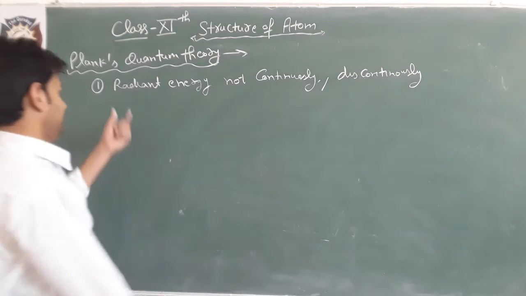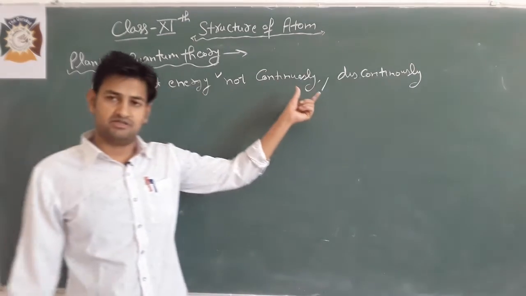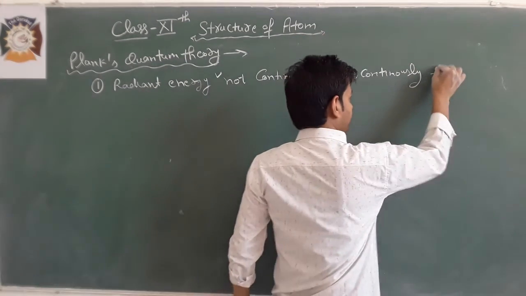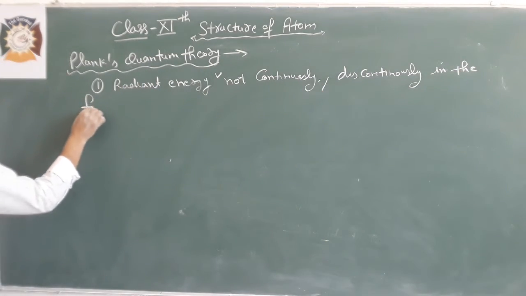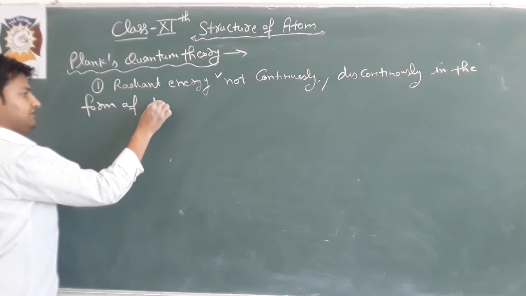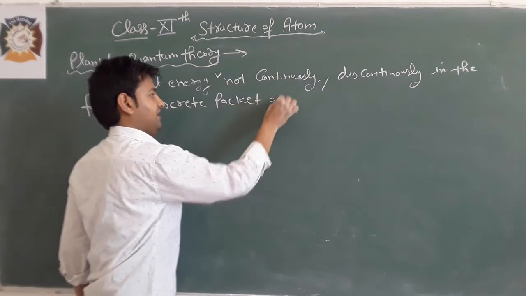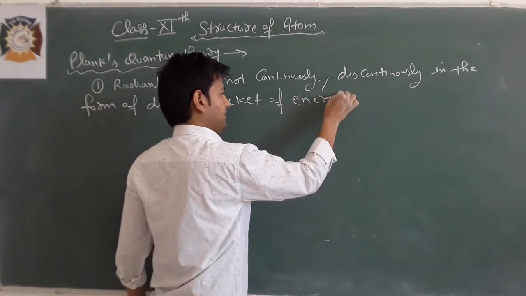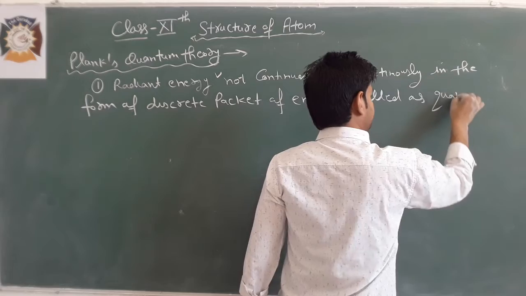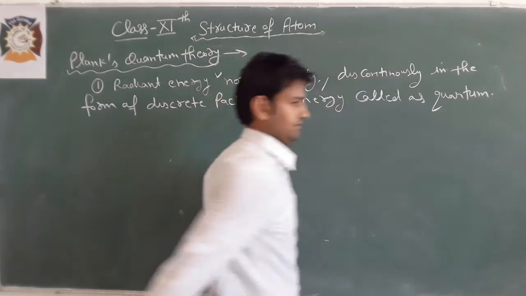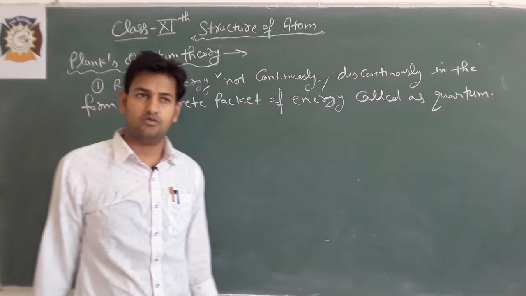Radiant energy is emitted or absorbed from a source not continuously but discontinuously, in the form of discrete packets of energy. This discrete packet of energy is called a quantum.